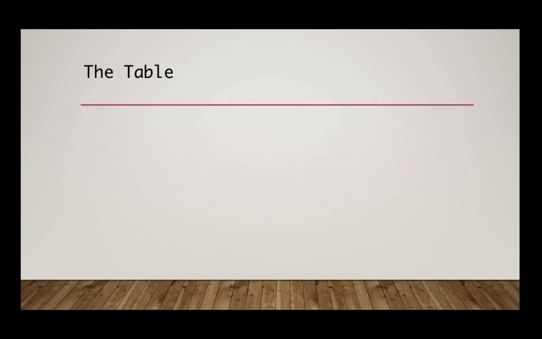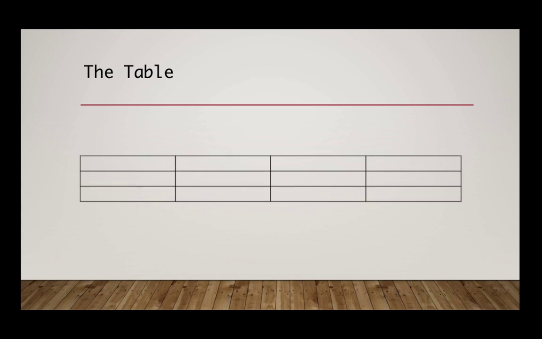The database is built up of many tables. The basic structure of a table is divided into two parts. The first part is the columns. The columns define the types of data that will be placed into the table. For example, a first name, a last name, an address, and a phone number.